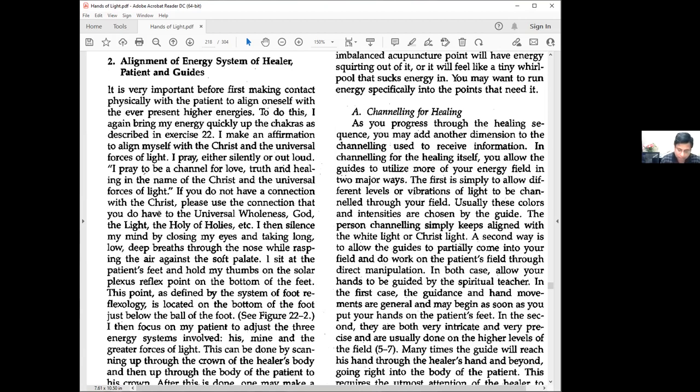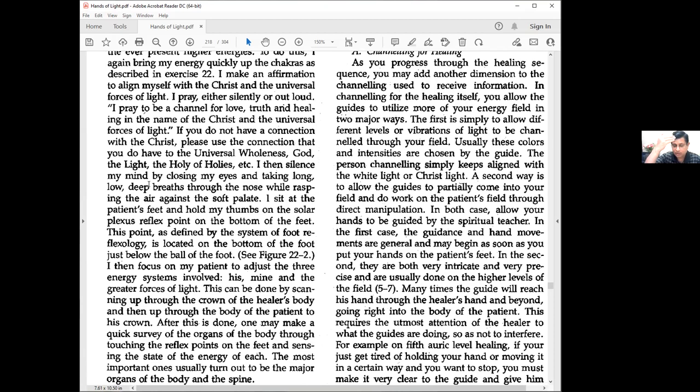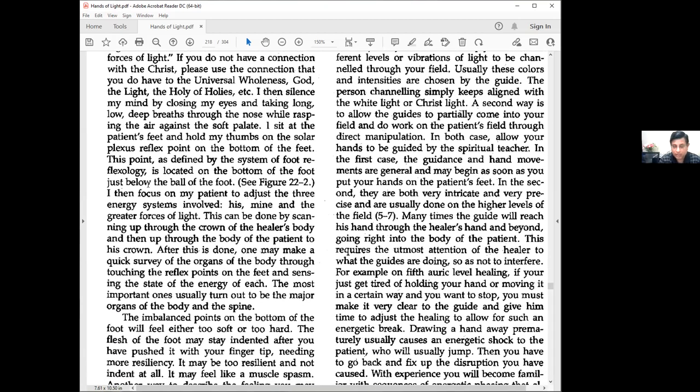I pray either silently or out loud. I pray to be a channel for love, truth, and healing in the name of the Christ and the universal forces of light. So again, she's getting the ego out of the picture. She's making a connection with that higher state of consciousness and then getting into the field of the patient.